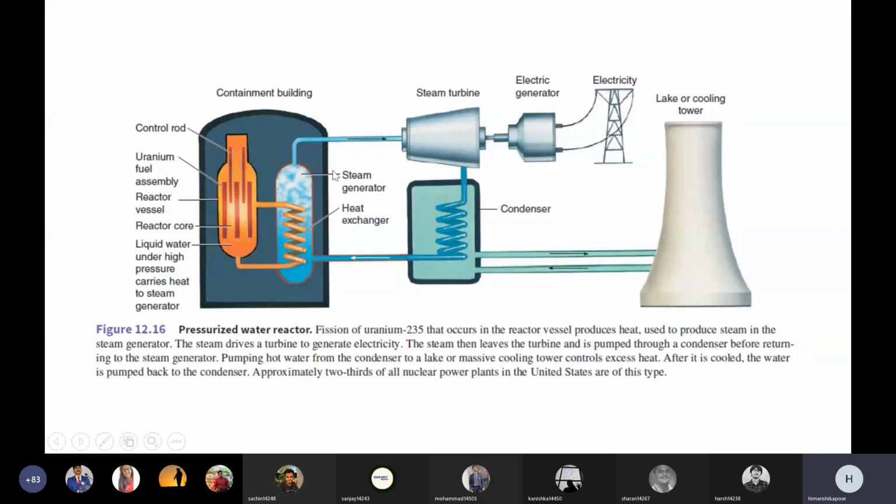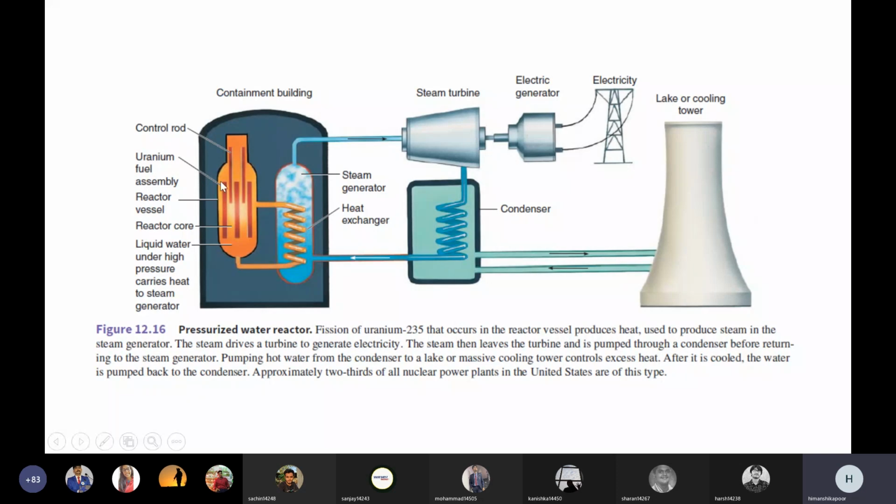And can you see how this core is contained? This containment is very thick. What is the function of this containment? To protect the environment from the radiations, to prevent the leakage of any radiation. It is made of concrete. Yes, it is very thick, with layers and layers of concrete, so that the radioactivity does not leak. That is the most important function of the containment building.